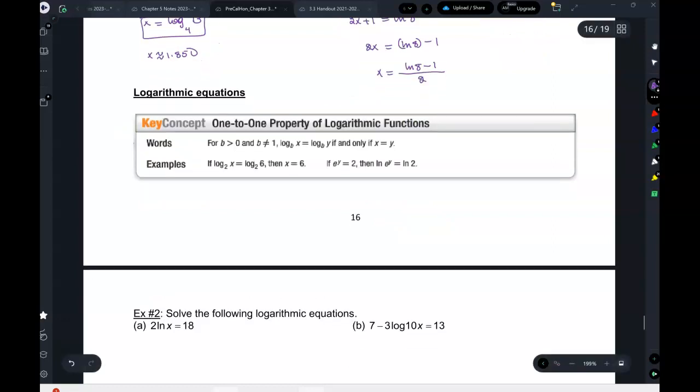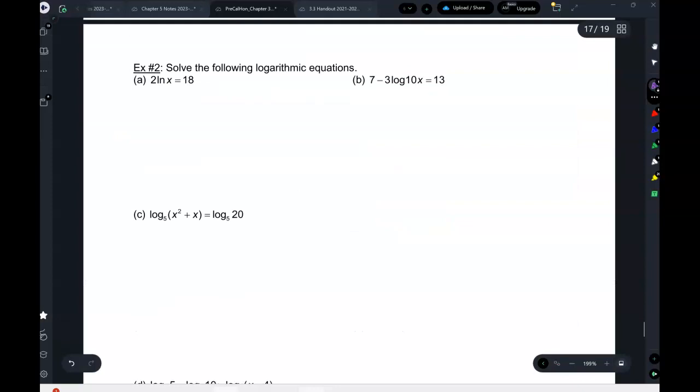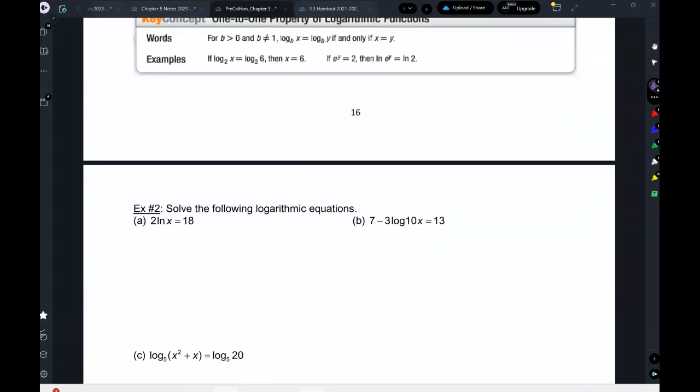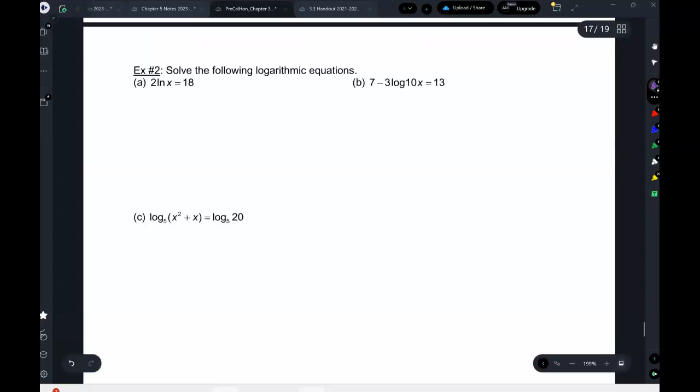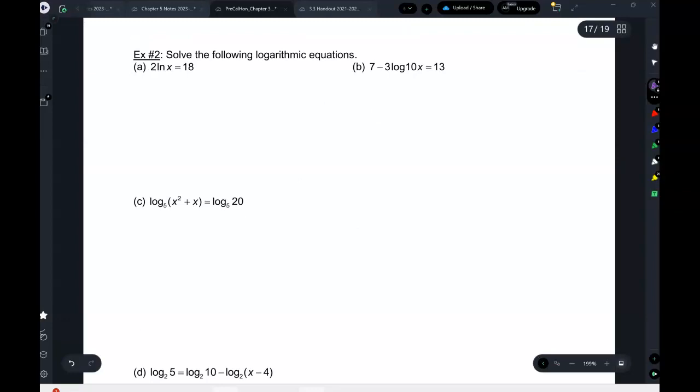logarithmic equations. Logarithmic equations are the same thing. If I have a logarithm on both sides, then I can just set their insides equal to each other. If not, I have to use the exponential form. So take a look here. The first thing you want to do is isolate the log or ln. So divide by 2. ln of x is equal to 9.